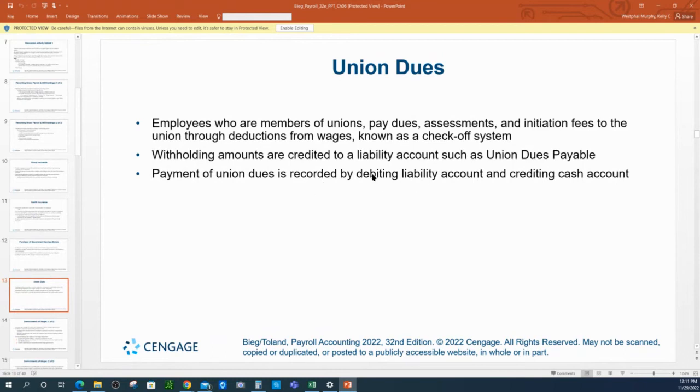It would be recorded by crediting the withholding in the journal entry that is made when the employee is paid. So it's going to be another credit because it's an amount that's withheld. Ultimately, when they're paid, we reverse that and we then debit the liability account. We're going to decrease that liability and then credit the cash account. We'll talk a little bit more about that in a few minutes as well.